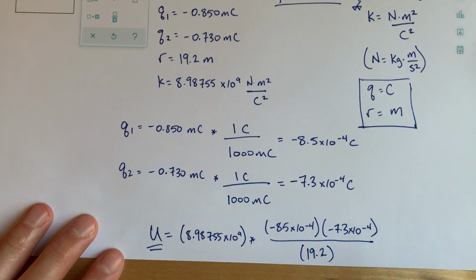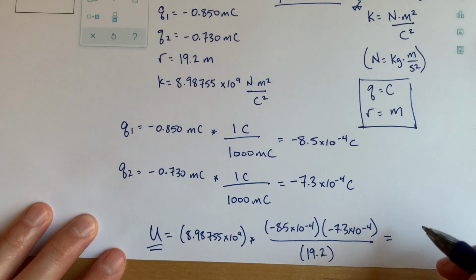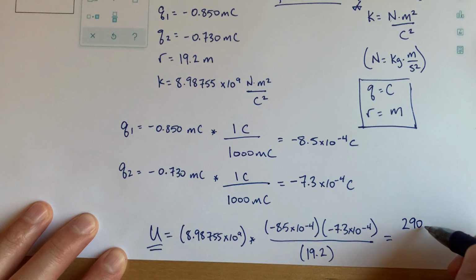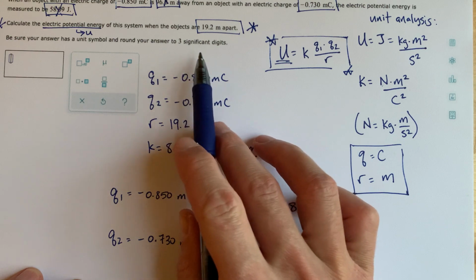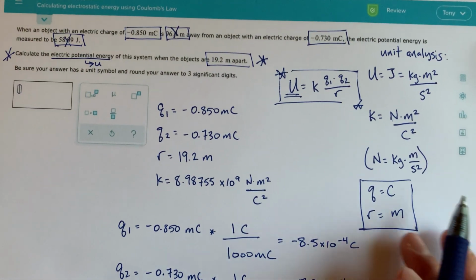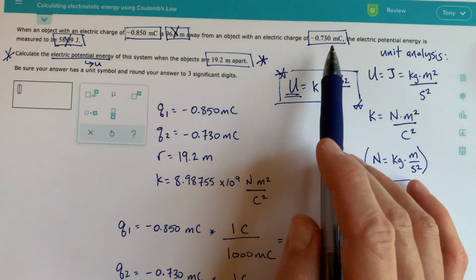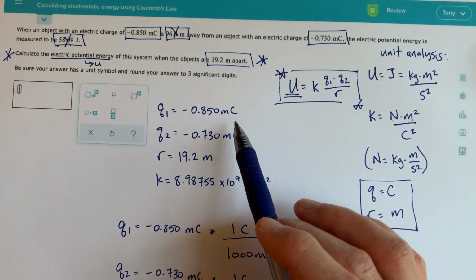And then we basically just need to do this whole calculation. And we end up with a value of 290.457. And that would be in joules. And then we're told to round our answer to 3 significant digits. If we look at the data that's given, everything was given in at least 3 significant digits, and we're basically just converting and plugging in.